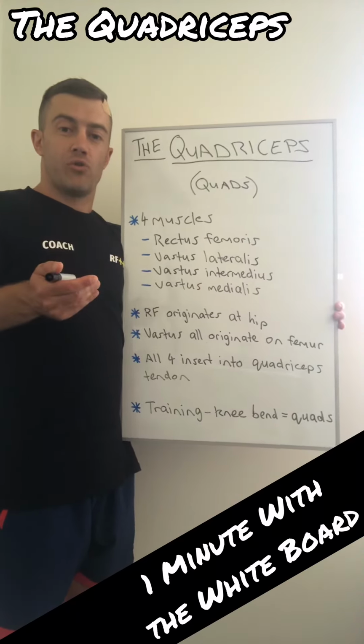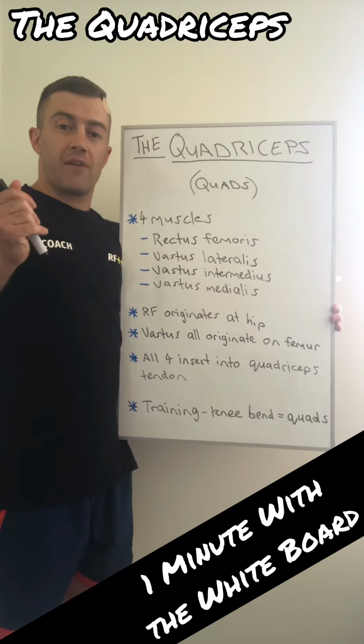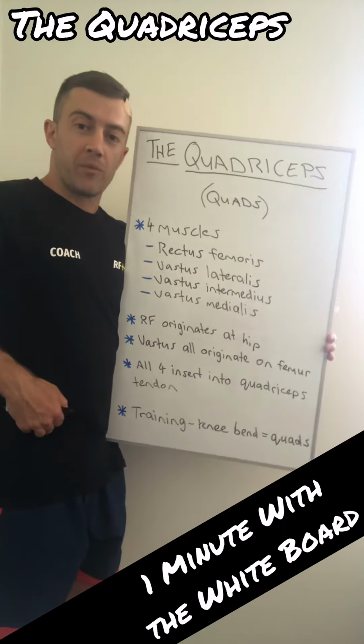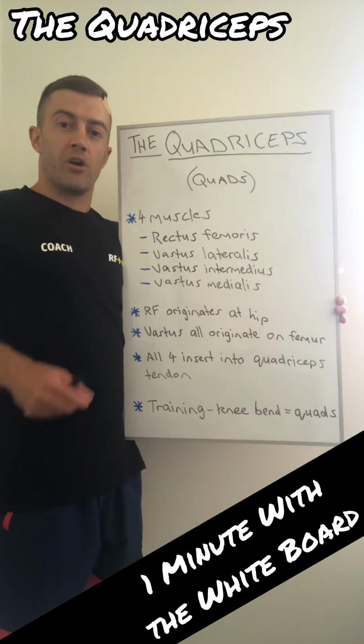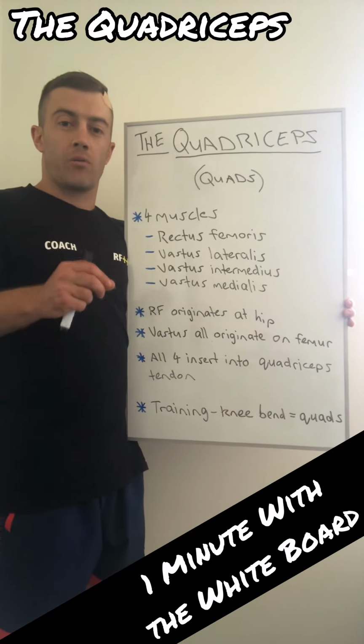Whereas if you're someone who, say, squats low bar, you're going to have less knee bend and you're going to have more bend from the hips, making the movement a lot more hip dominant as opposed to quad dominant. So if you're trying to get the quads, we want deep knee bend.